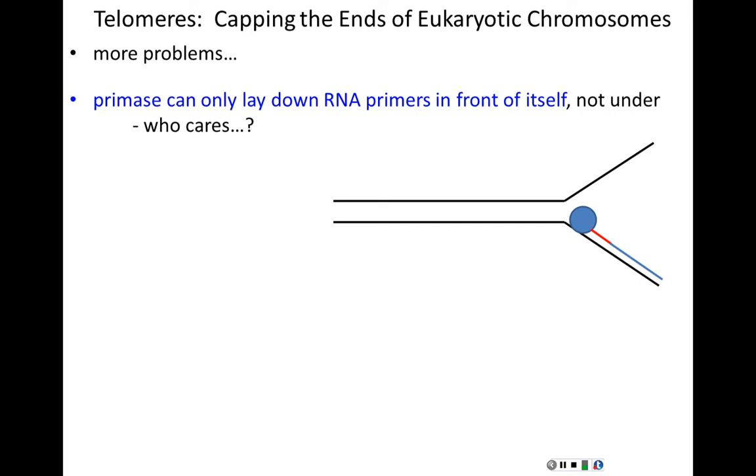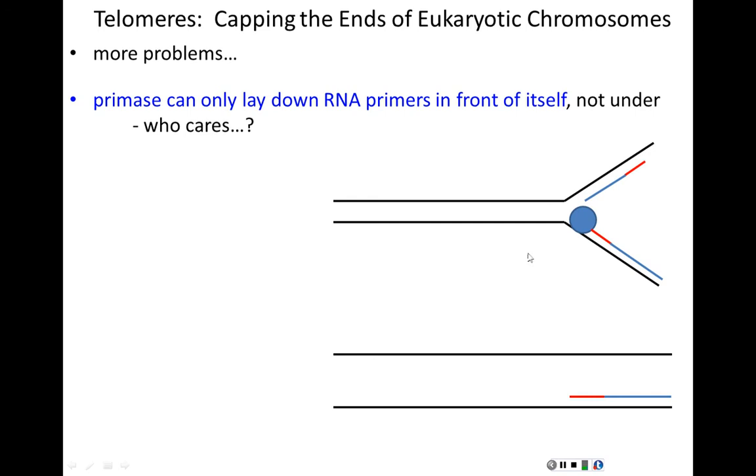Wonderful. But for the leading strand, RNA primase binds to the end of the DNA. It puts down an RNA primer in front of it. New DNA is made. Great. But now let's remove the RNA primase and see what we have. We have a gap. We have a region of the template DNA that failed to be copied on the new strand, because RNA primase needed a place where it could bind, and it couldn't put RNA down under it. So we have a gap here. We have an uncopied region of DNA.